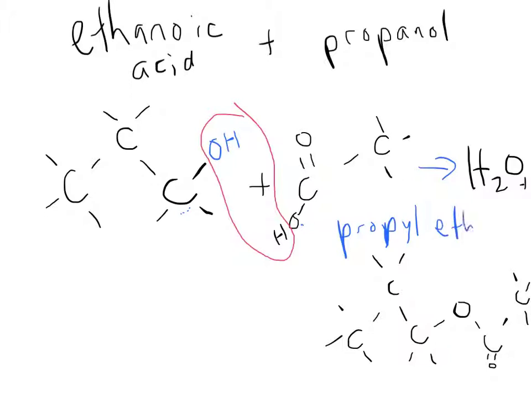ethanoate. The prop comes from the alcohol name, and the ethan comes from the ethanoic acid. The other thing that would be important to note in this reaction is this reaction always happens in the presence of sulfuric acid, and usually heat is required.